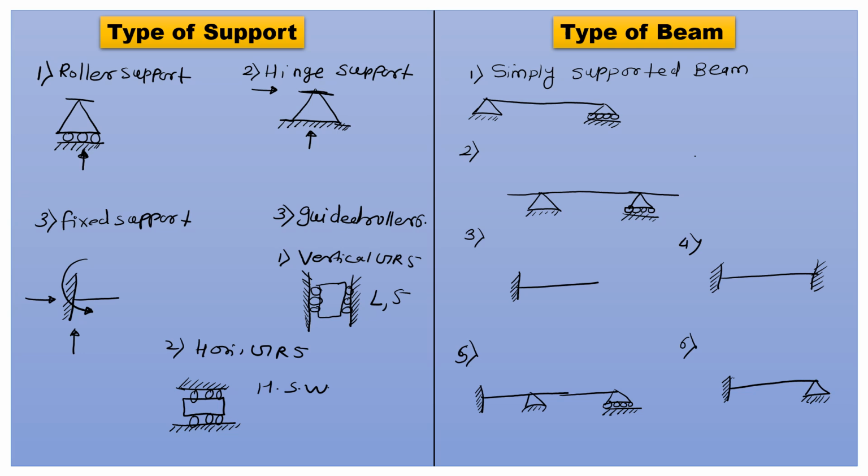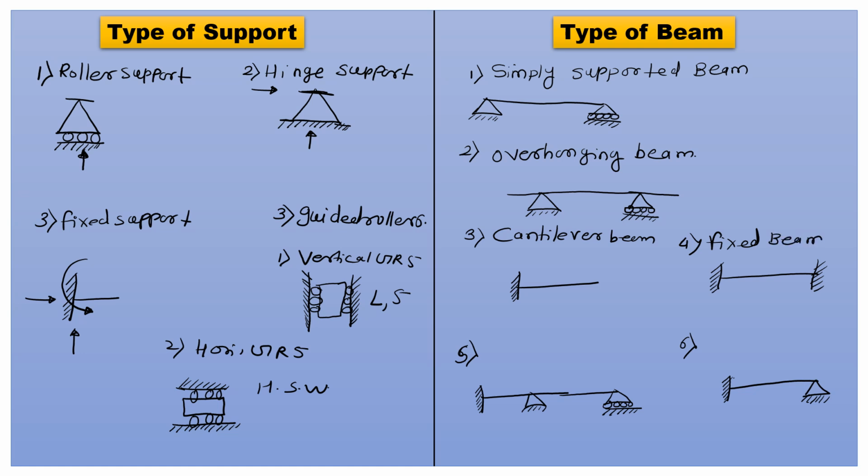Then next is overhanging beam. Overhanging beam can be a two-side overhanging beam or a one-side overhanging beam, which means one support is free. So this is the overhanging beam. Then next is cantilever beam. A cantilever beam means one side is with fixed support, another side is free. So this is a cantilever beam. Next is fixed beam, which means both supports are fixed on both sides. So this is the fixed beam.